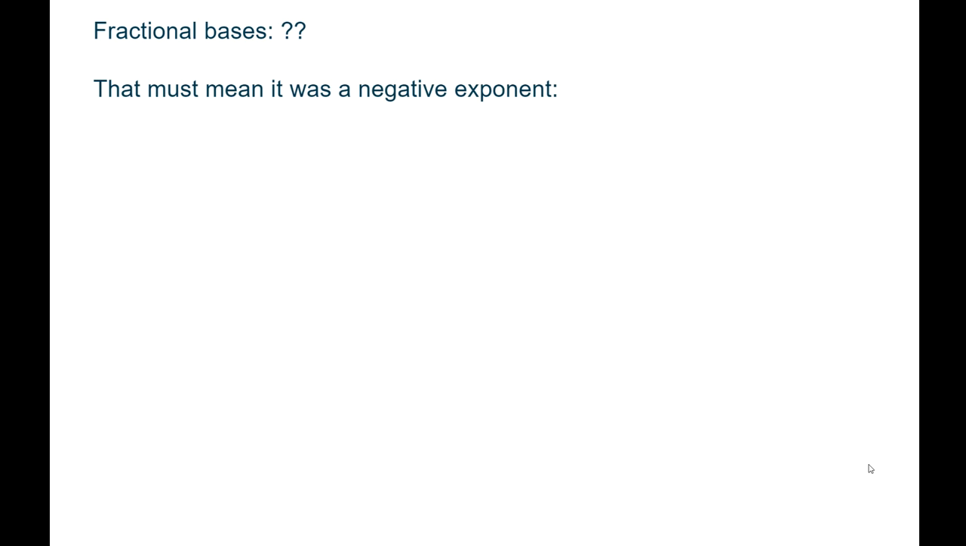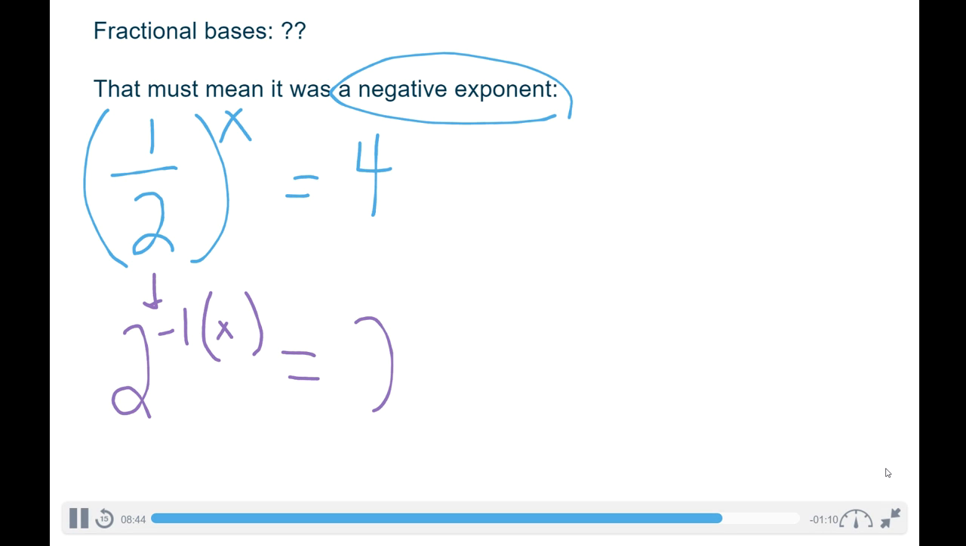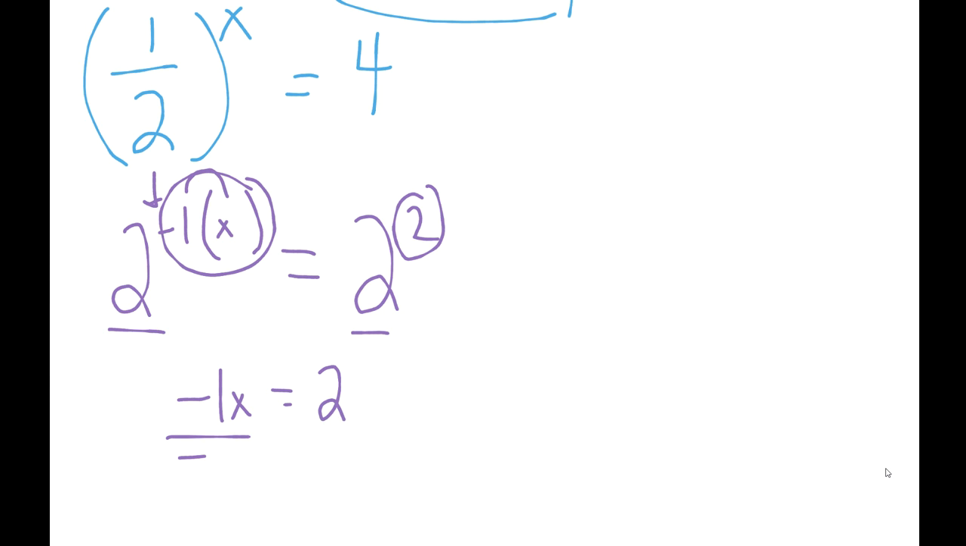Okay, so the last thing you might see is if you have a fractional base. For example, if you have 1/2 to the x equals 4. Well, remember, the only way that these can become fractions is if it was a negative to start with. So a 1/2 really means a 2 to the negative 1. So I'm going to change this 1/2 to a 2 to the negative 1, raised to the x, and then how do you make 4 into 2s? 2 squared. And now you can set your exponents equal to each other because you have the same base. Negative 1x equals 2, divide by negative 1, divide by negative 1, and x equals negative 2.